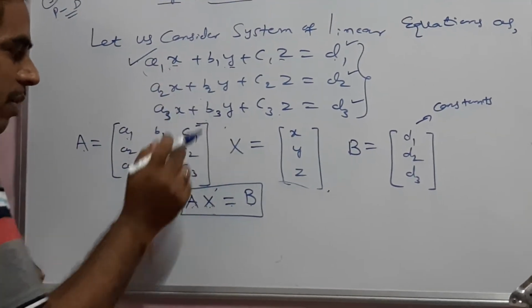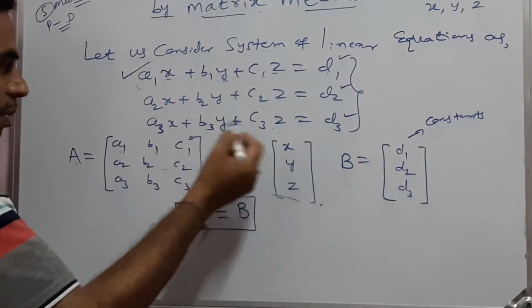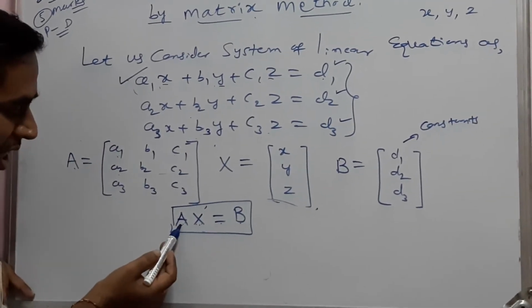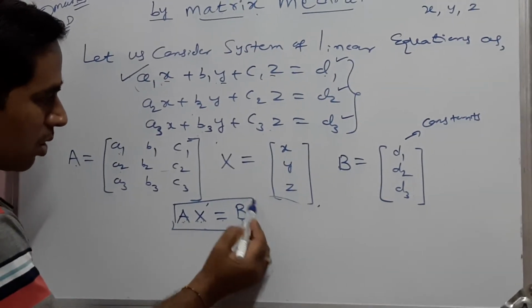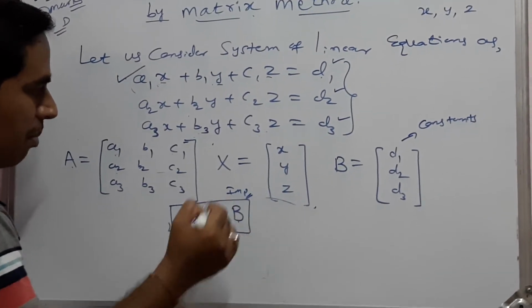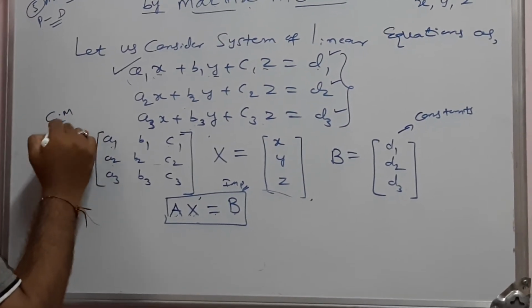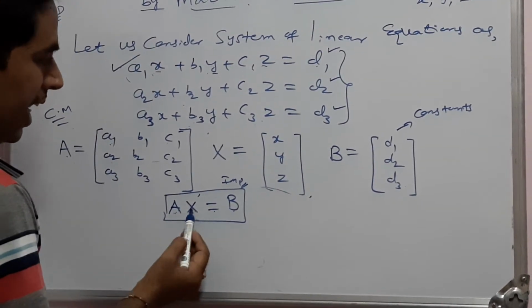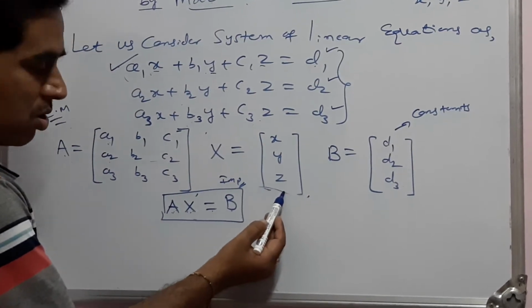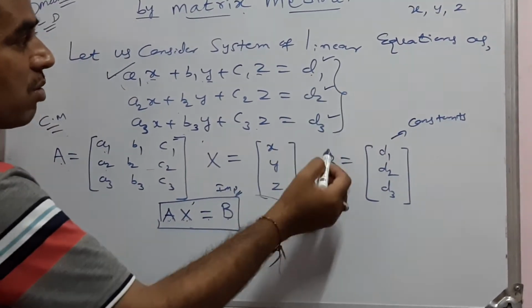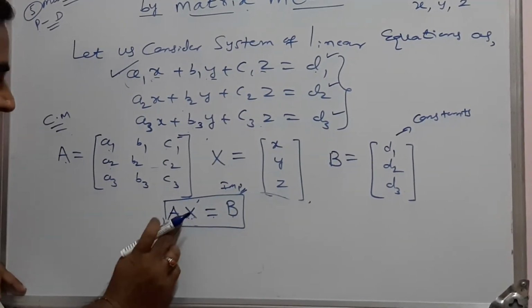A system of linear equations can be written in the form of a matrix equation as AX is equal to B. So this one we have to remember. Where A is the coefficient matrix, and X is the matrix of unknowns, and B on the right hand side is a matrix of constants, whatever we got on the right hand side. So AX is equal to B.